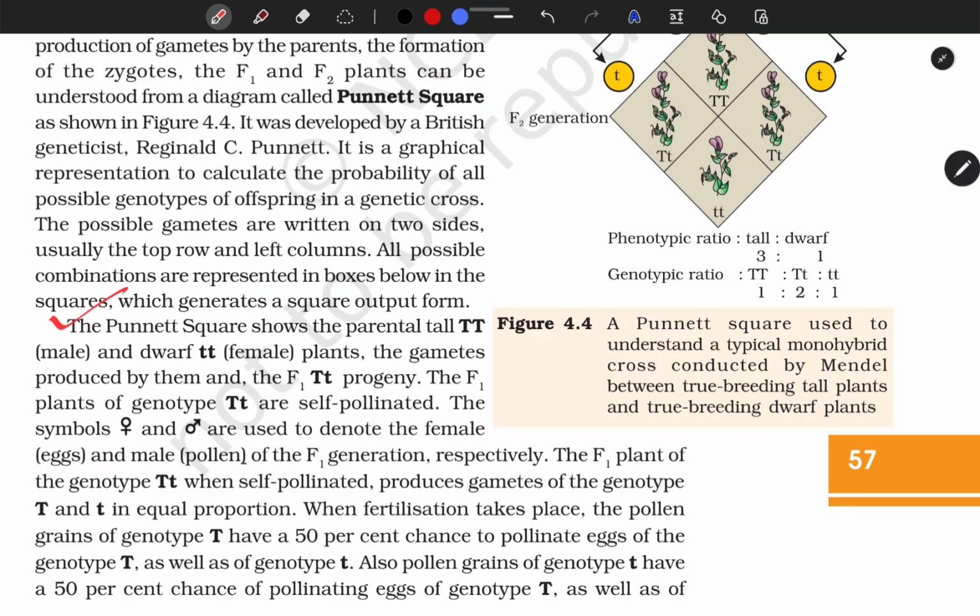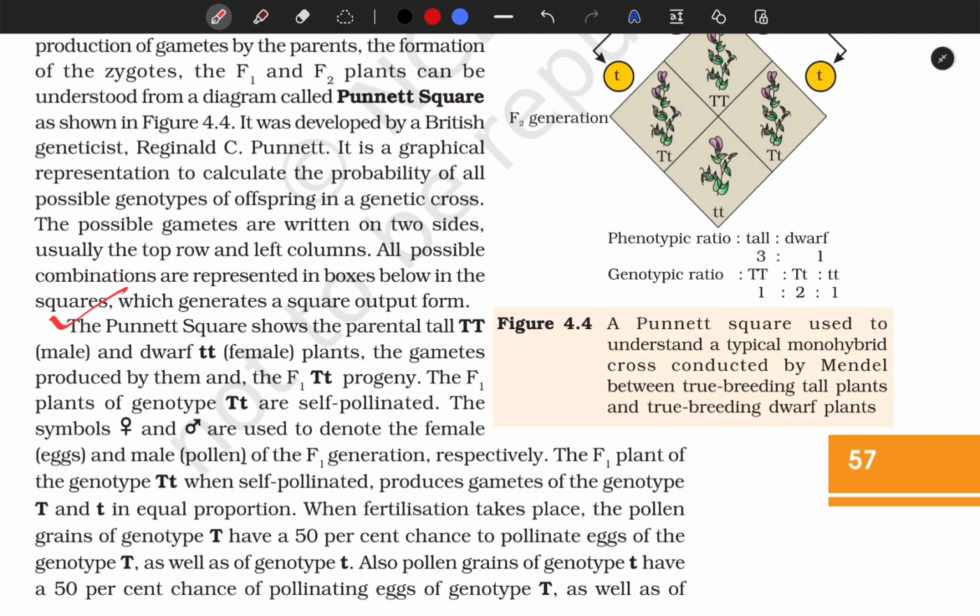The Punnett square shows the parental tall T T male and dwarf t t female plants, the gametes produced by them, and the F1 T t progeny. The F1 plants of genotype T t are self-pollinated. The symbols male and female are used to denote the male pollen and female eggs of the F1 generation respectively.